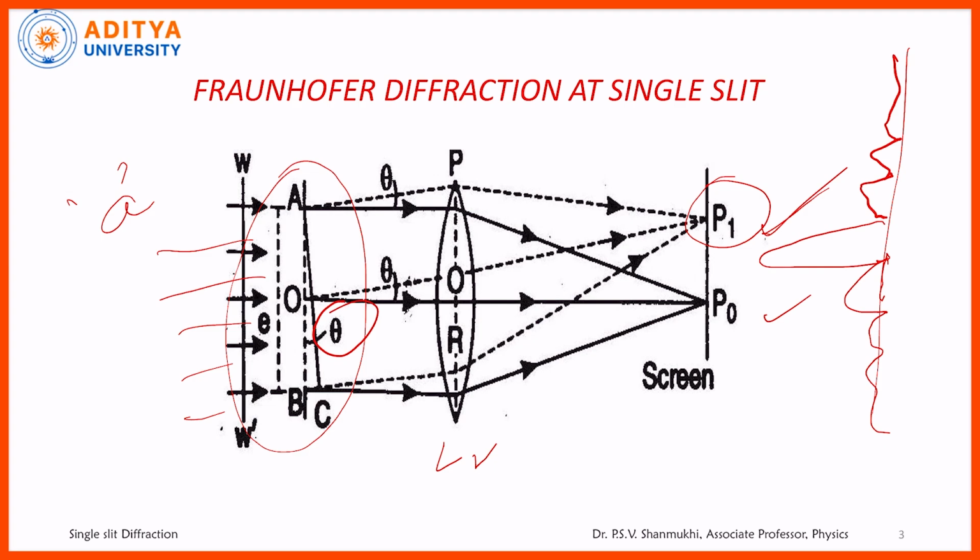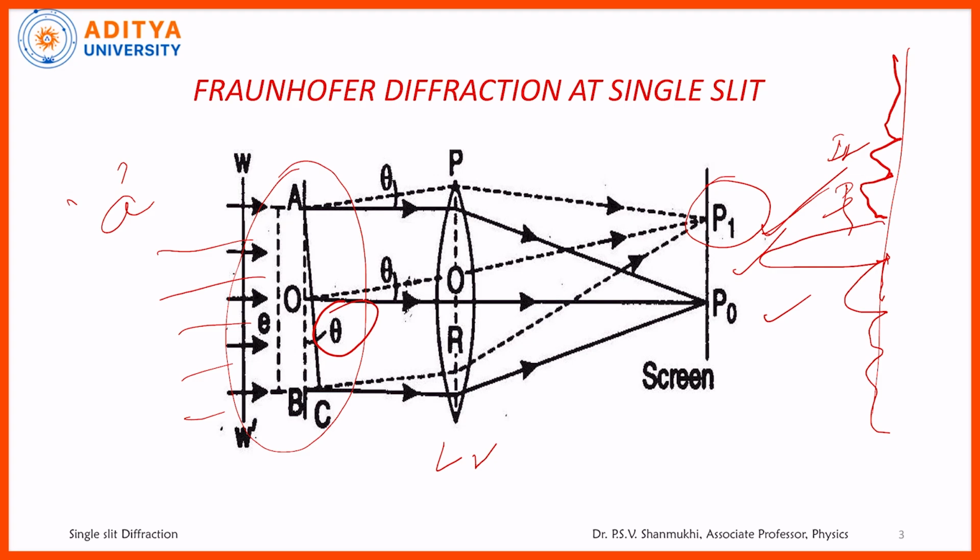So, now we are going to analyze this mathematically. Where do we find the central maximum? Where do we find the first order maximum I1? Where do we find the second order maximum I2? Like that, we have to determine how much intensity will be there for each one, and we are going to analyze the intensity mathematically.